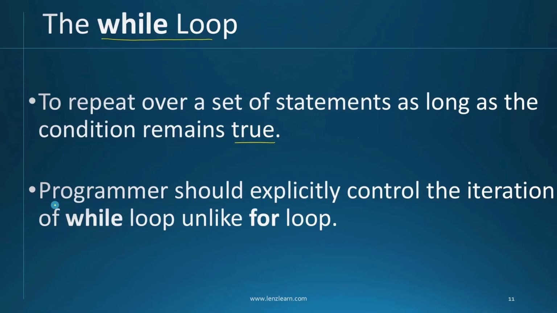Okay. Now the programmer should explicitly control the iteration of a while loop. So that is a difference when you work with the for loop, because with a for loop, the iteration is actually controlled by the elements inside the sequence or string or the range function. But you don't have this kind of construct in a while loop, right? You yourself give the value to the variables, and according to these variables, the while loop will execute n number of times, right? So when you see the example, you will understand.